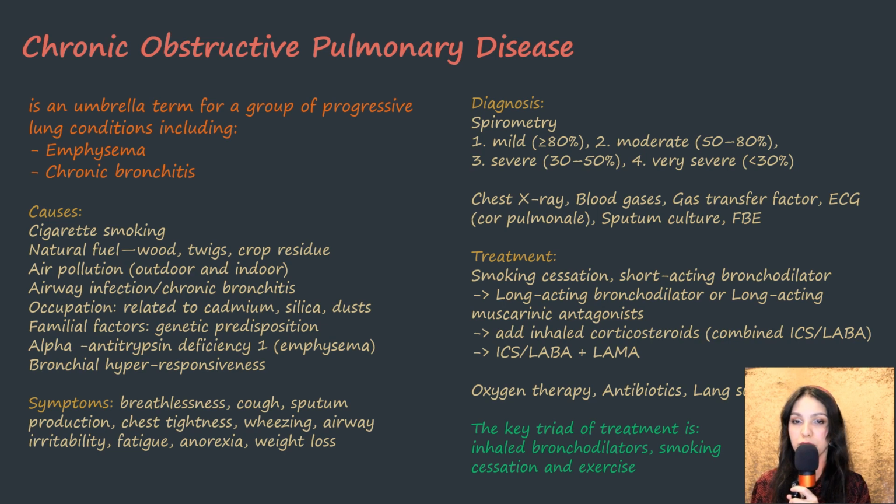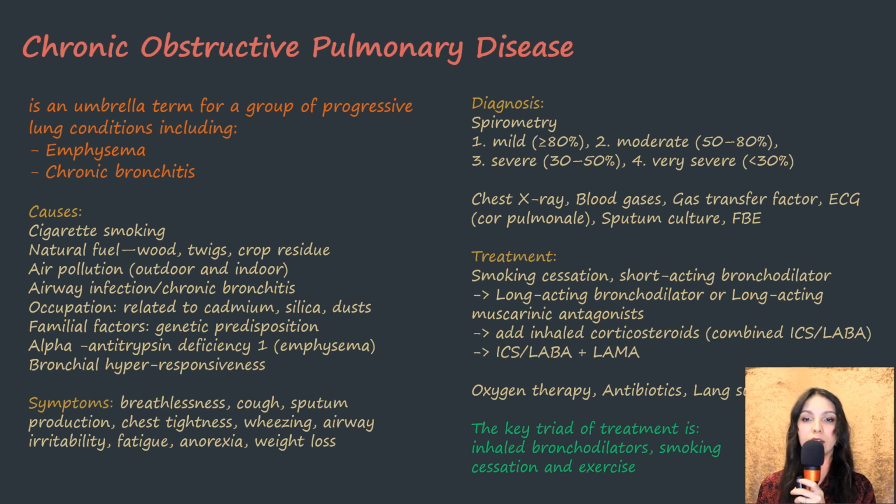Chronic obstructive pulmonary disease. It's an umbrella term for a group of progressive lung conditions including emphysema and chronic bronchitis. Factors in causation: cigarette smoking, natural fuel, wood, twigs, crop residue, airway infection like chronic bronchitis, occupations related to silica, dust, and cadmium, and familial factors, so a genetic predisposition like alpha-1 antitrypsin deficiency.